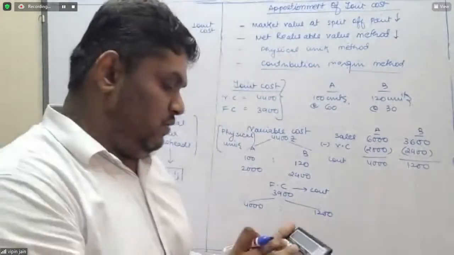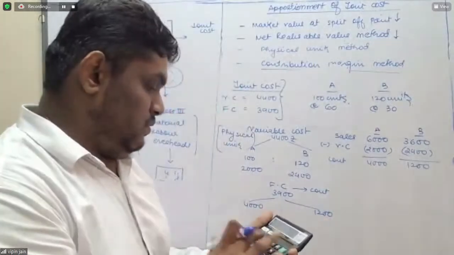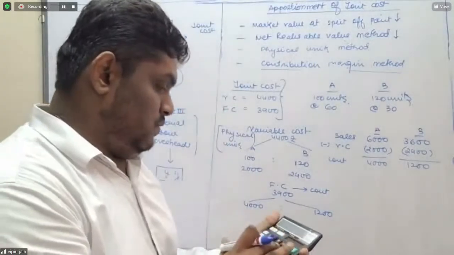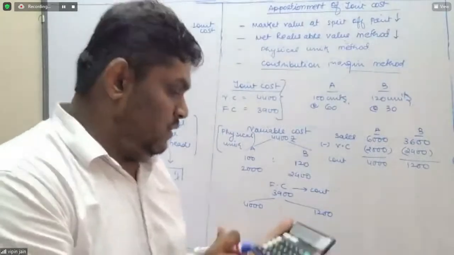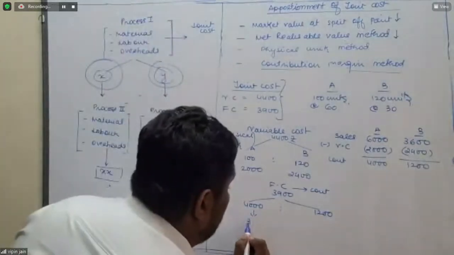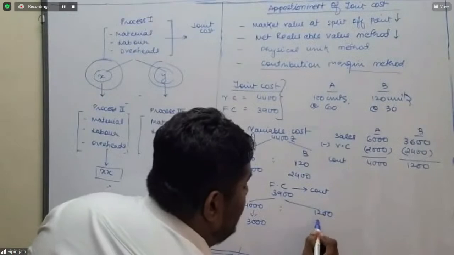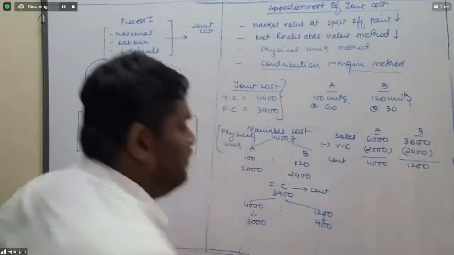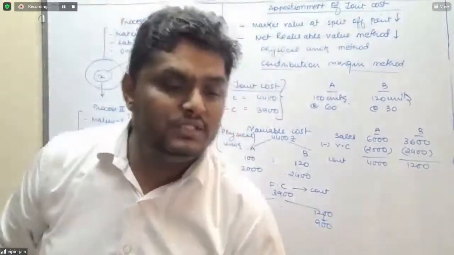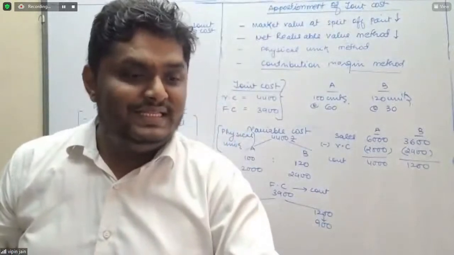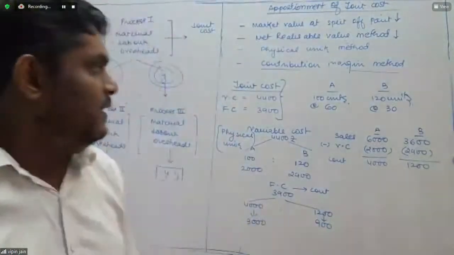So this will be 3,000 and this will be 900. So this is how the joint cost is apportioned. Yes, this example is there in the study material.